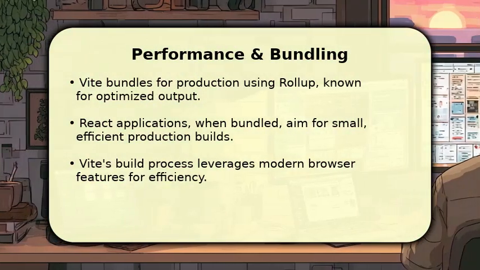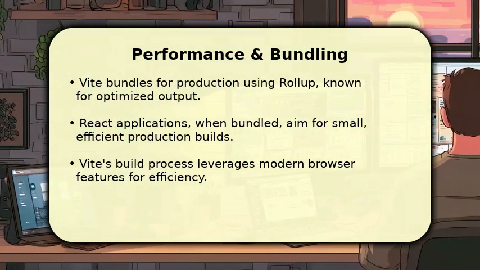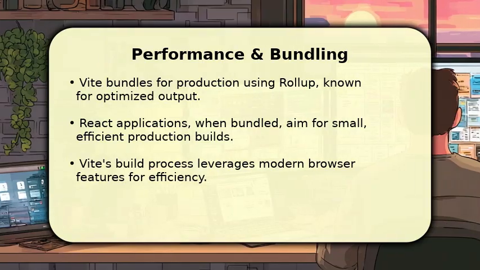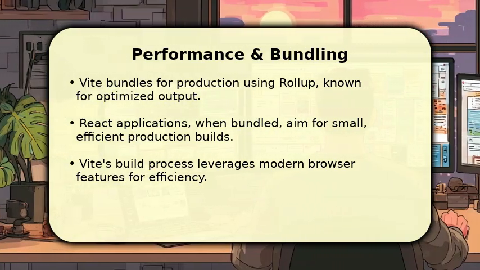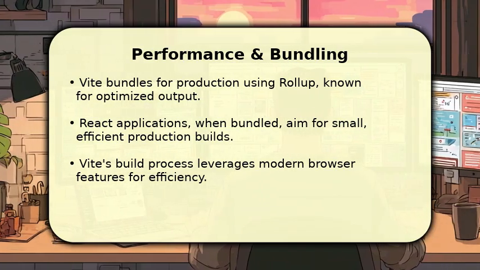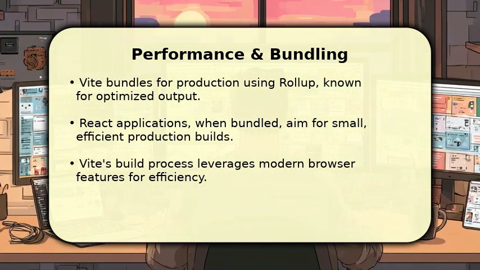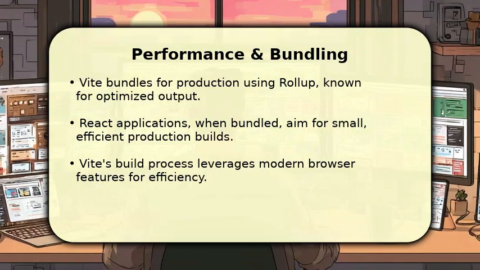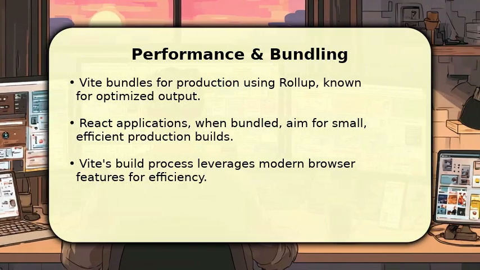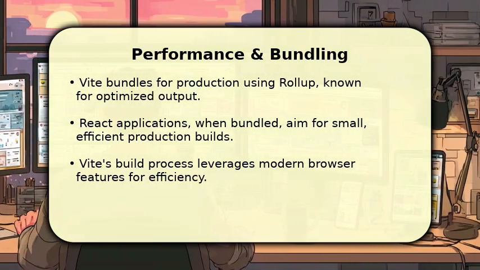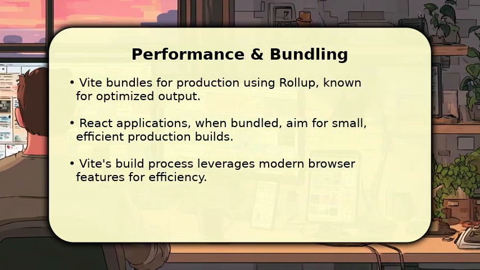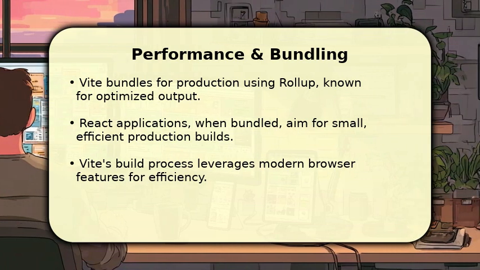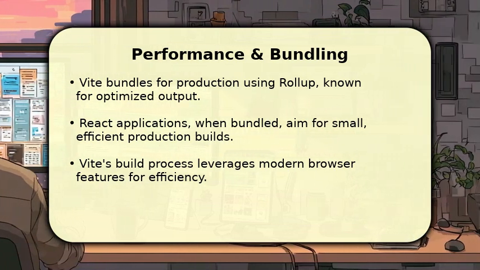When it comes to production, Vite utilizes Rollup for bundling, which is renowned for generating highly optimized and efficient output. This ensures that your React applications, when built with Vite, benefit from smaller bundle sizes and faster loading times for end users. React applications, regardless of the build tool, always aim for lean and performant production builds, and Vite's modern approach significantly contributes to achieving this crucial goal.